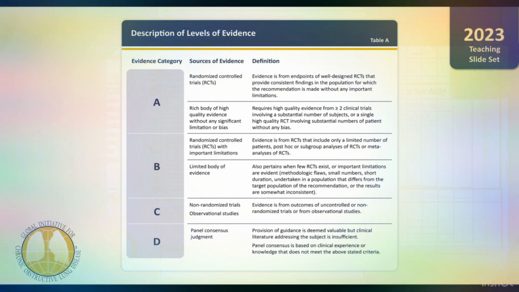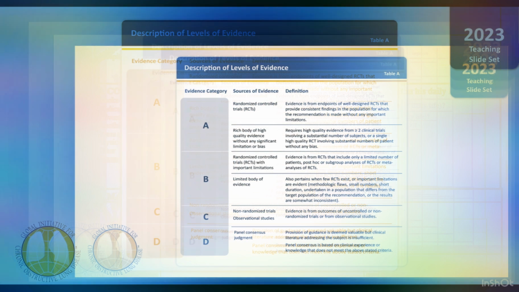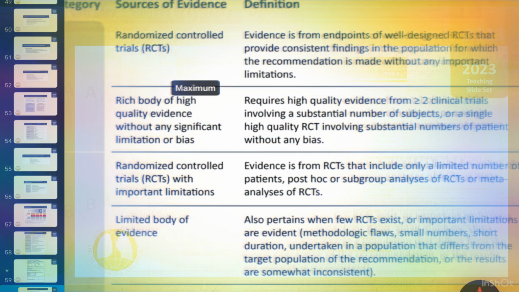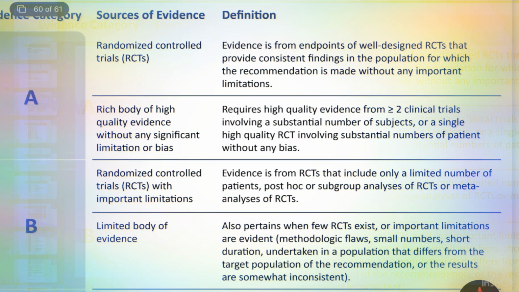After that they are talking about evidence categories, which we have discussed a lot of times. So there are four evidence categories: evidence category A, B, C, and D. Evidence category A is very confirmatory. What is the source of evidence in evidence category A? Randomized controlled trials and a rich body of high quality evidence, without any significant limitation or bias.